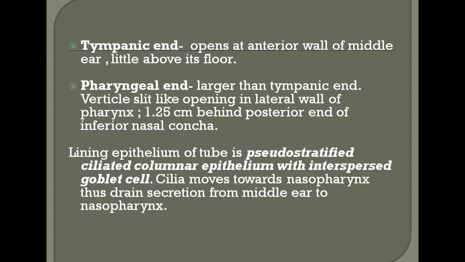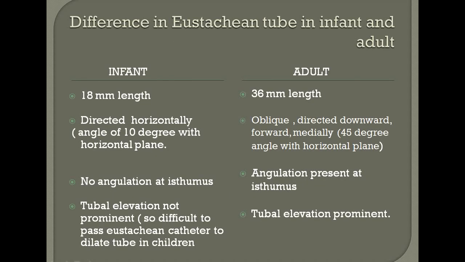Lining epithelium of tube is pseudostratified ciliated columnar epithelium with interspersed goblet cells. Cilia beat toward nasopharynx, thus drain secretion from middle ear to nasopharynx.